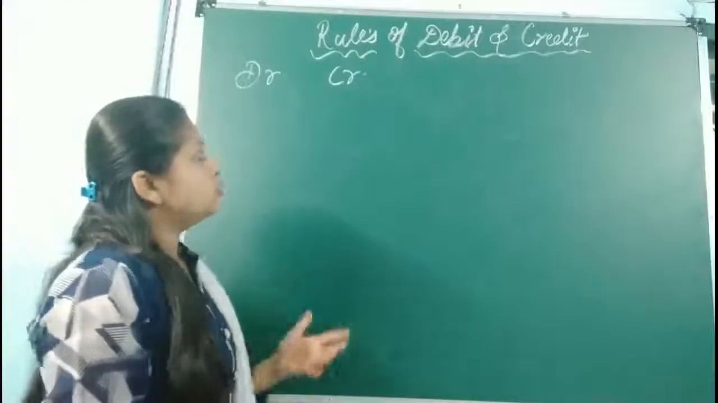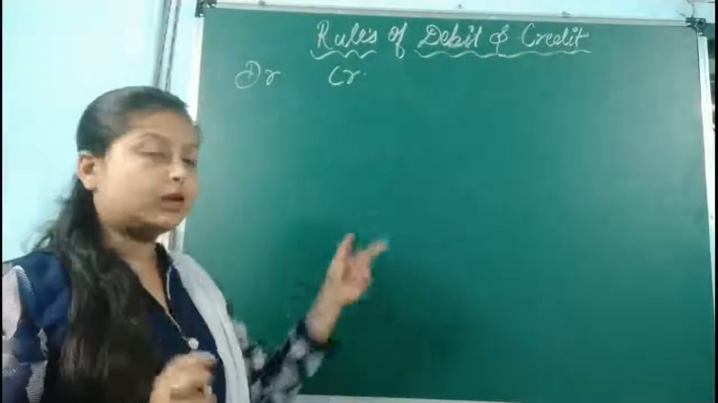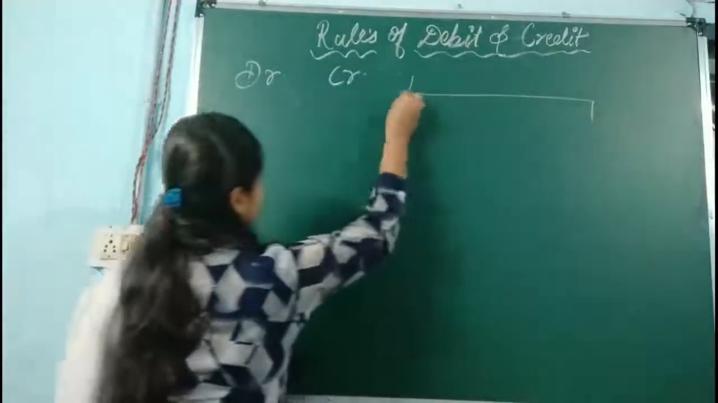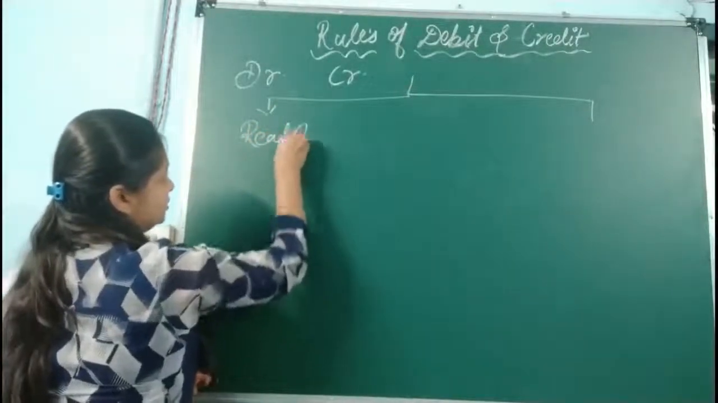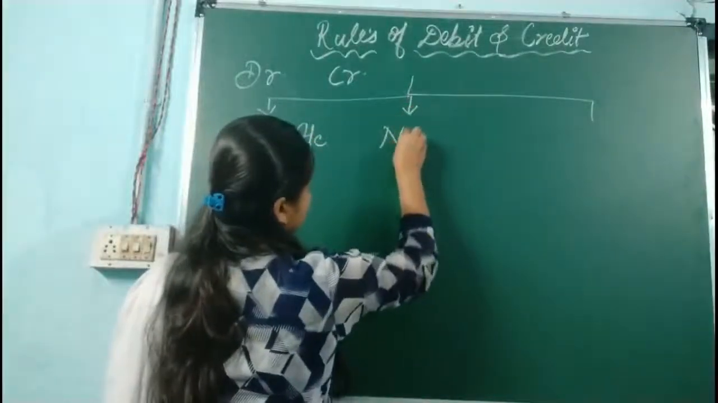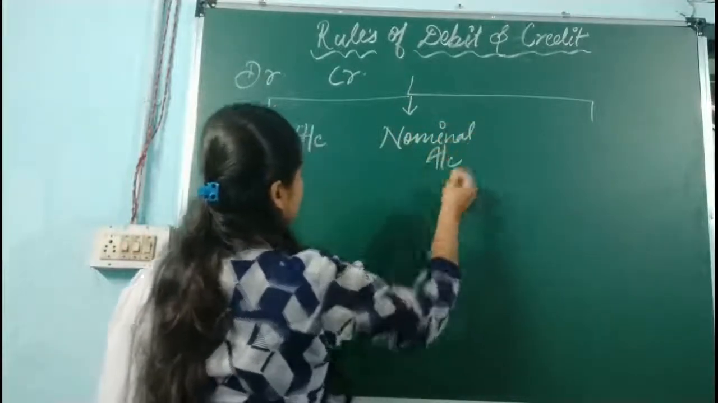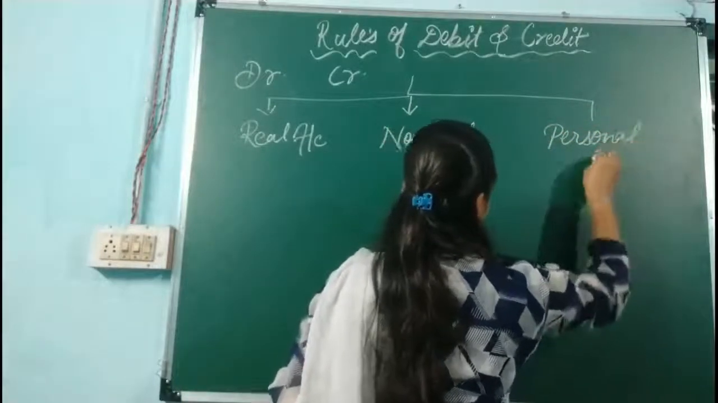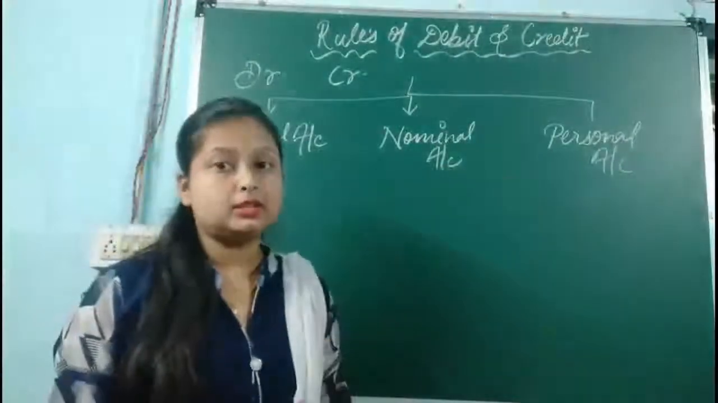Okay, so there are three types of accounts that are prepared in accountancy: real account, nominal account, and personal account. Now, what do these accounts comprise?